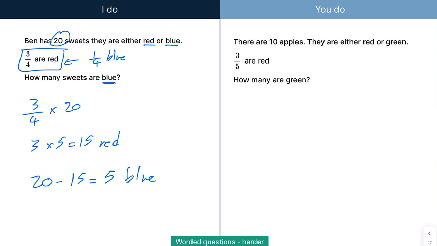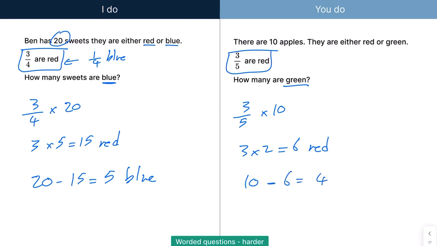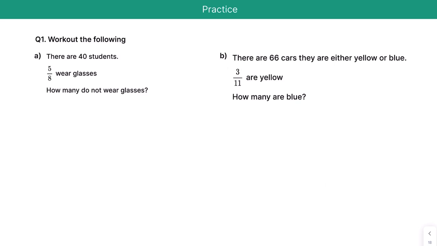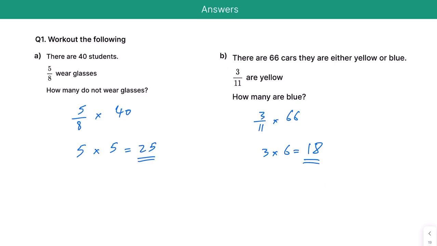So again, the question on the right, we've been asked for the number of green. We've been told how many are red. So 3/5 of 10. So that would become 3 times 2. So we know that 6 are red. The question's asking for green, so that's just going to be the total, which is 10, take away 6, which is 4. So 4 are green. Again, press pause and have a go. Here are the answers. Mark your work.